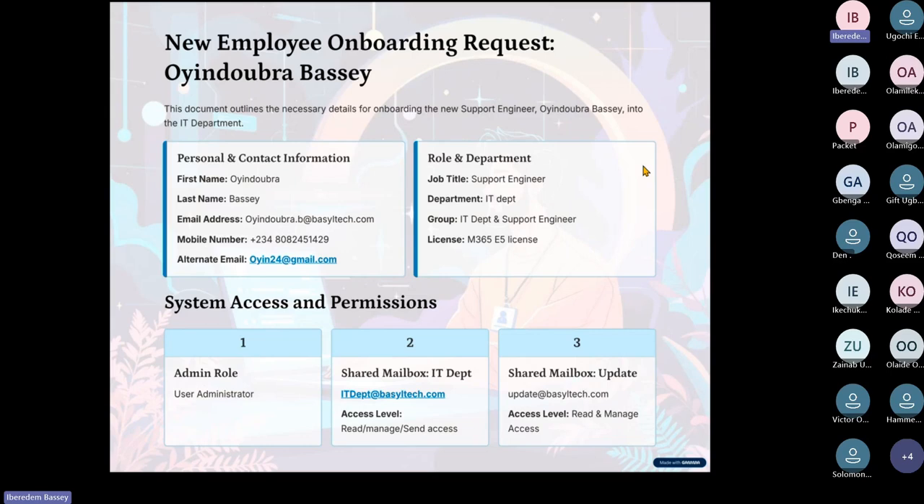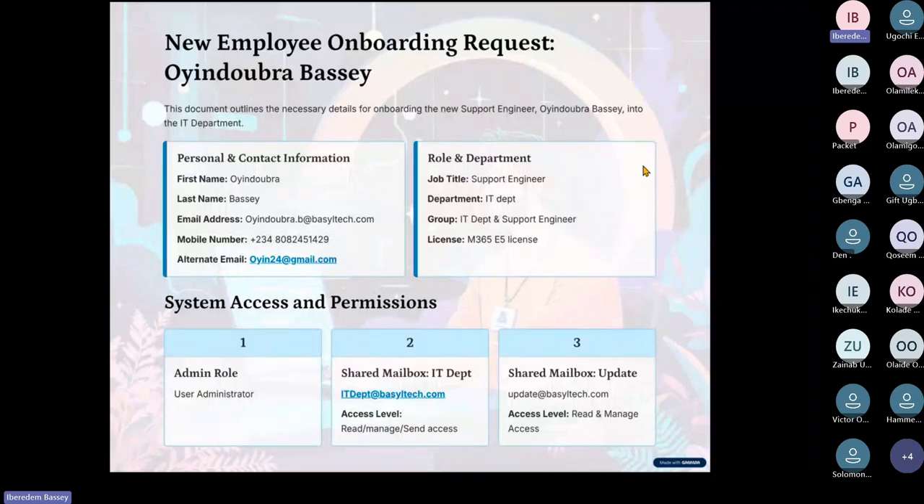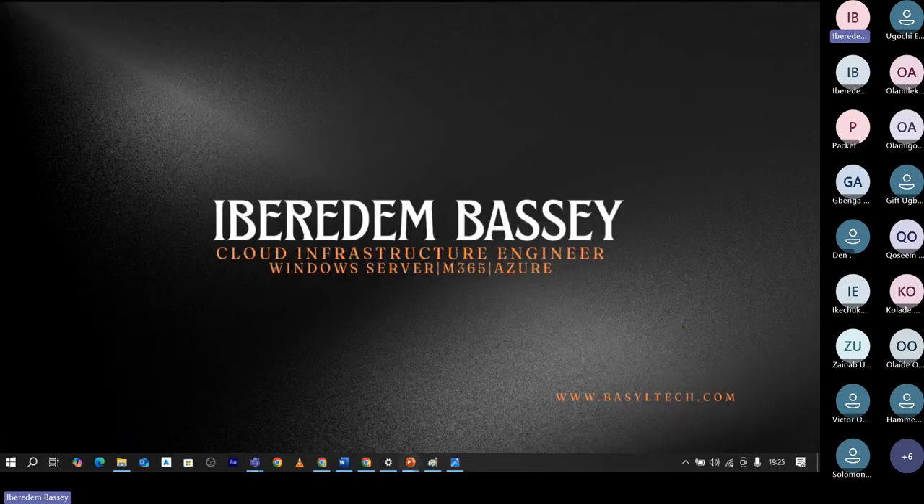Then we have the roles and the department. The job title is support engineer. The department is the IT department. The group the person belongs to is the IT department and the support engineer group. And the license we'll be assigning is a Microsoft 365 E5 license. Under the system access and permissions, we're going to be giving the person an administrative role. That is the user administrative role. And then we're going to be assigning the person two shared mailboxes, the IT department shared mailbox and the update shared mailbox. So let's get right into it.